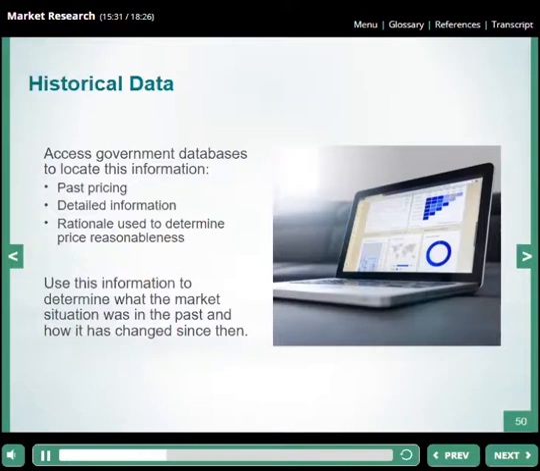To locate historical pricing data, start by accessing government databases. The best source of information on past pricing is the original file of the contract action. Detailed information and the rationale used to determine reasonable pricing should be available in the file. For that information to be useful, you must be able to determine what the market situation was in the past and how it has changed since then.